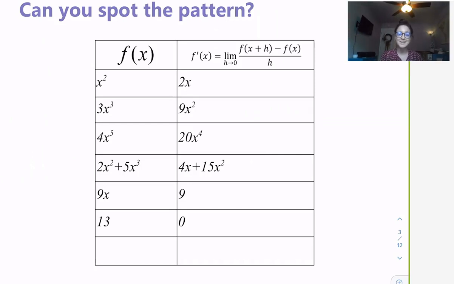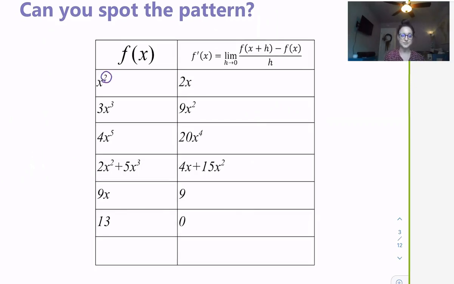Okay, we are back. So, what do we think? Maybe the first thing you noticed was that your powers drop by 1 each time, right? So, if I start with the power of 2, my derivative has a power of 1. I also notice that my old power, this 2, is my new coefficient, right? So let's try that pattern again with the next one.